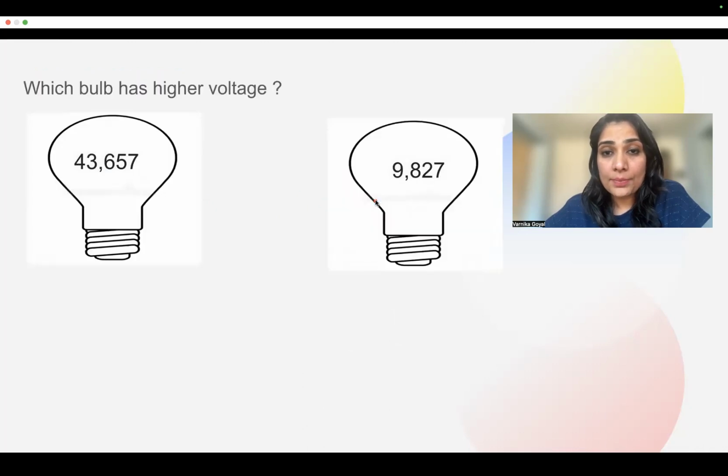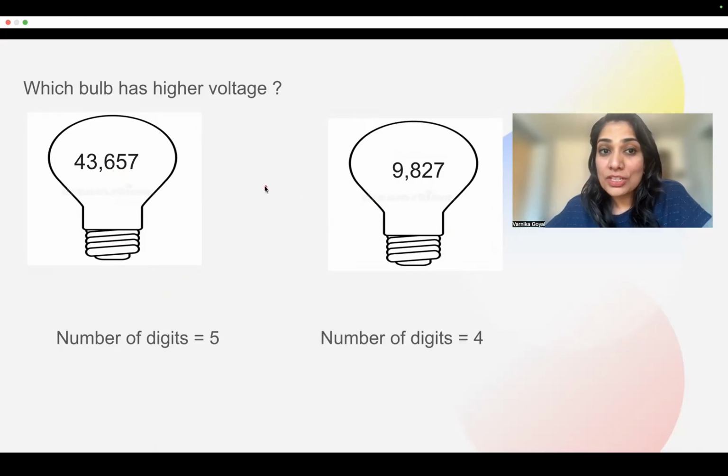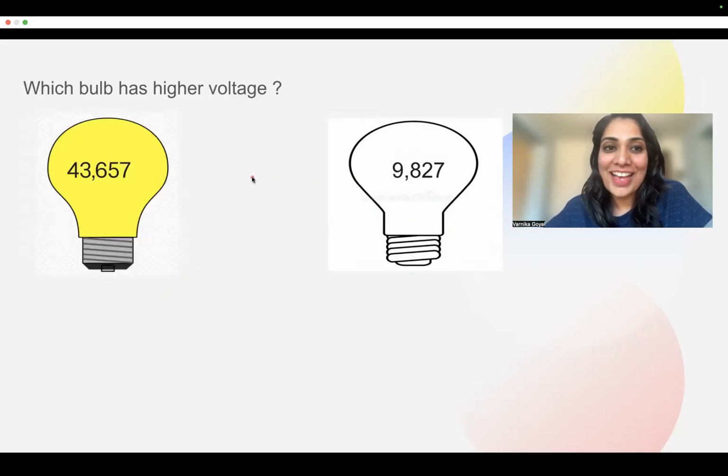Let's look at another example. What if I say that whichever bulb has a higher voltage will light up brighter? Can you guess which bulb will light up more? Let's look. This bulb has 5 digits, while this bulb has 4 digits. So just looking at the number of digits, we can conclude that our left bulb will be brighter.